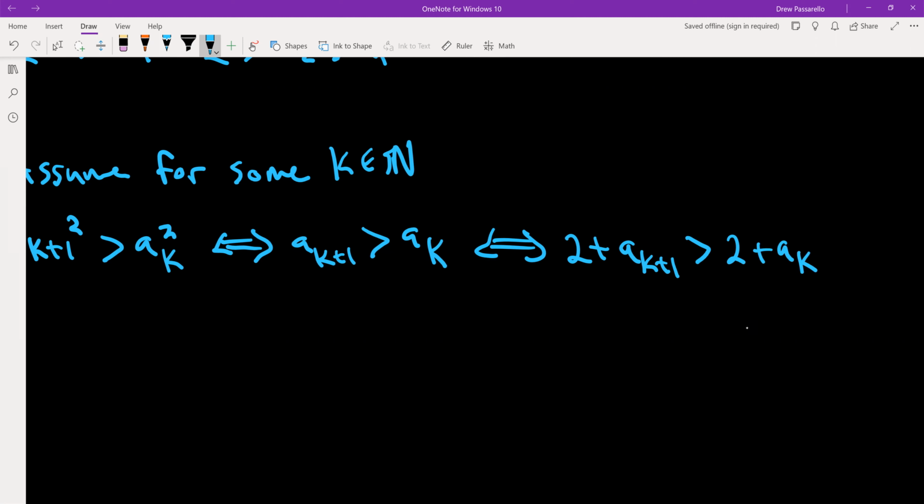Now, what is 2 plus a(k+1)? Well, we know that the sequence is defined so that the n plus 1 term is the square root of 2 plus the nth term. So if we square both sides, that means the n plus 1 term squared is equal to 2 plus the nth term. So we get rid of the square root. So by how our sequence is defined and squaring it, this is really a(k+2) squared. And then this is greater than 2 plus ak, that's our a(k+1) squared.